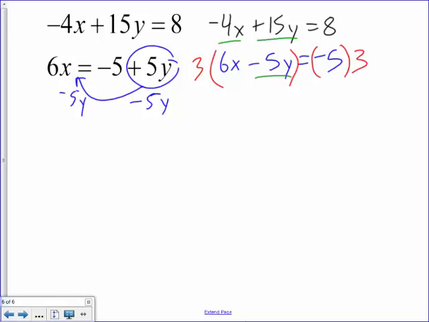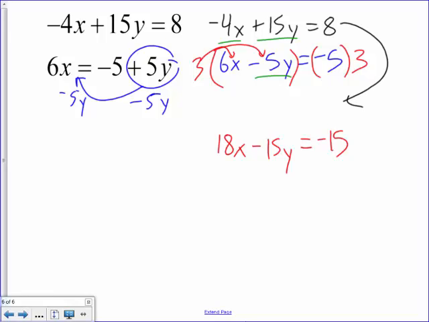So I'm going to replace that equation. So I got 3 times 6x, which is 18x. And then I got 3 times negative 5y, which is negative 15y, equals negative 5 times 3, which is negative 15. And I'm going to bring down my other equation. So I got negative 4x plus 15y equals 8. Okay, so I'm done using these guys.